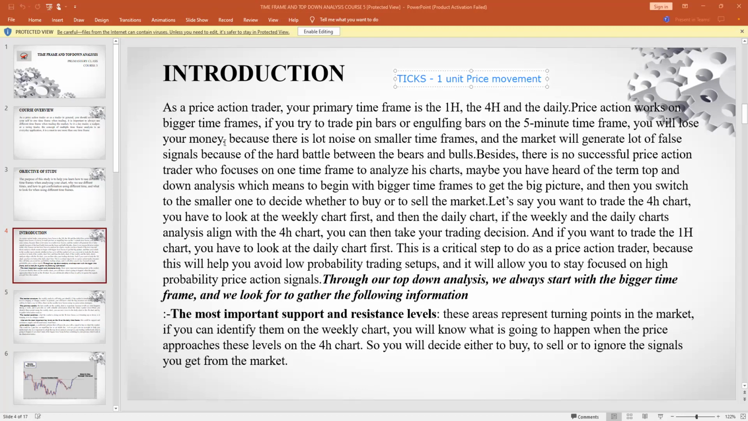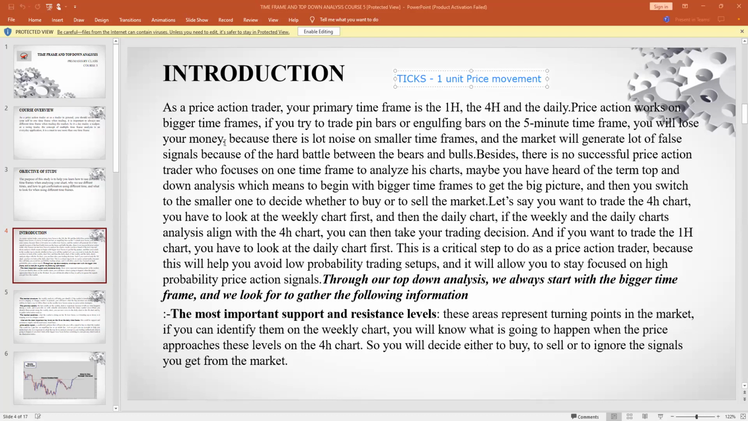So noise is unwanted sound, and there's a lot of it on the smaller time frames. Why? Because there are a lot of fake movements, fake outs, and manipulations on the lower time frames. But the higher the time frame goes, the more difficult it becomes to manipulate price.